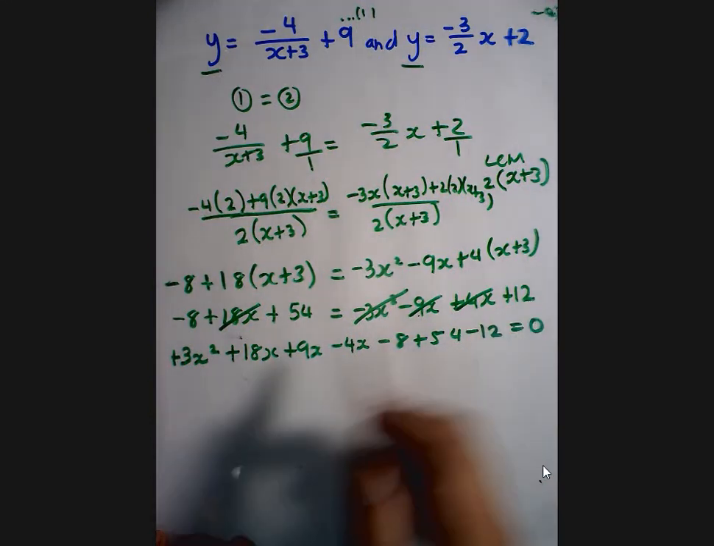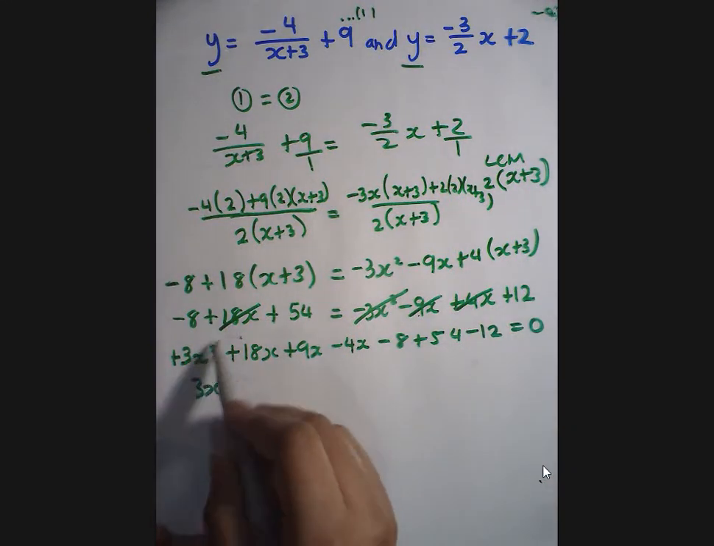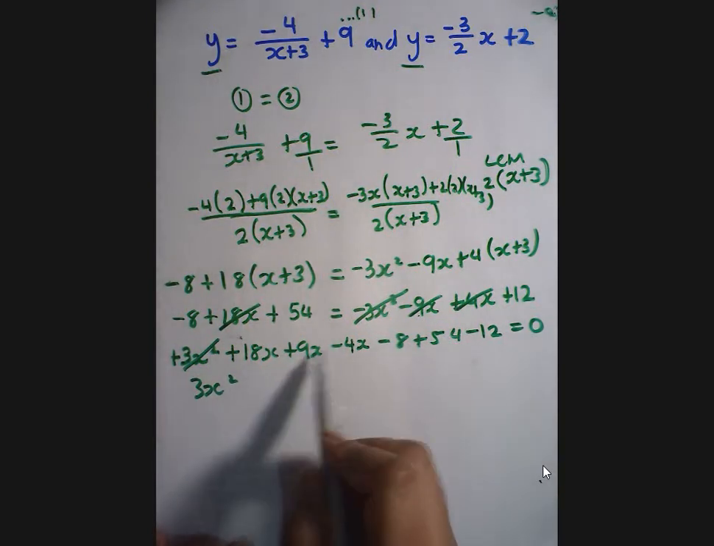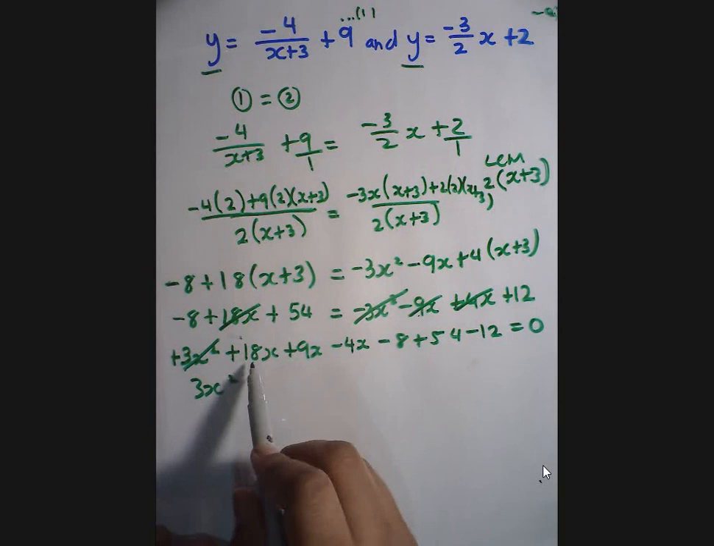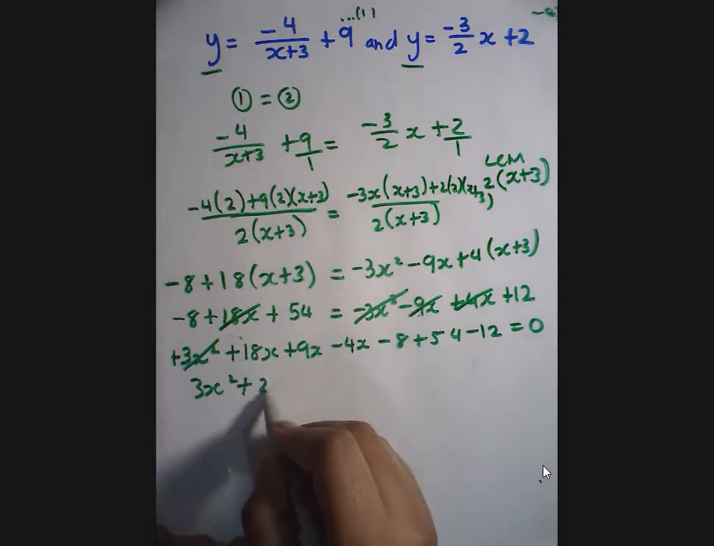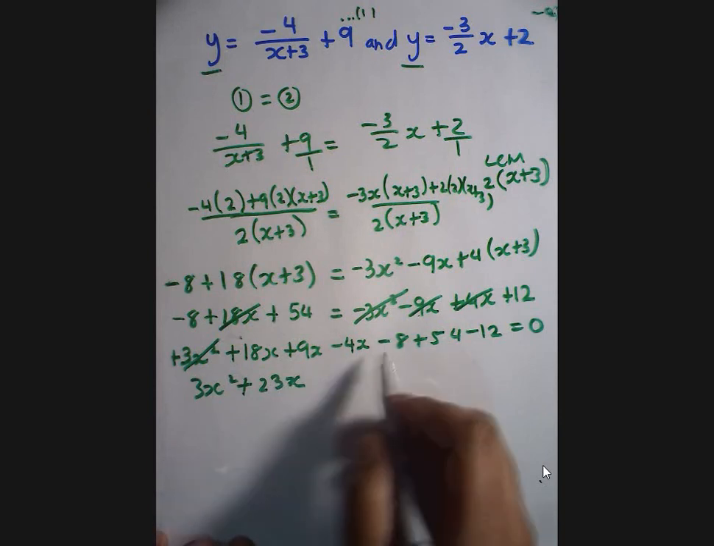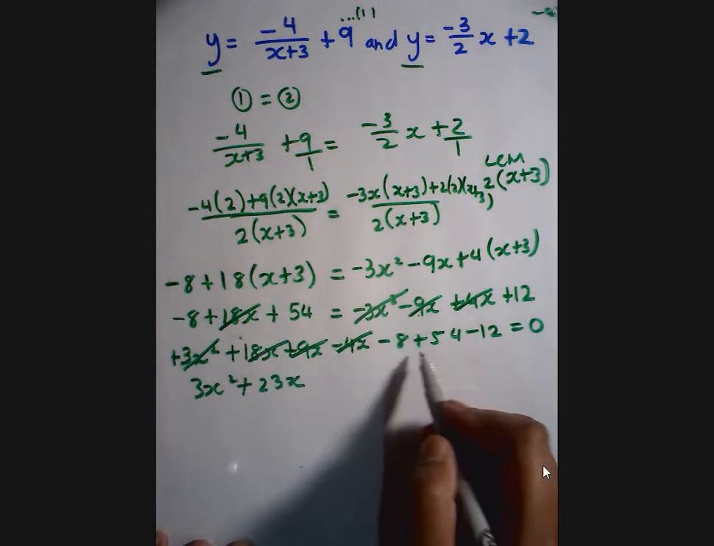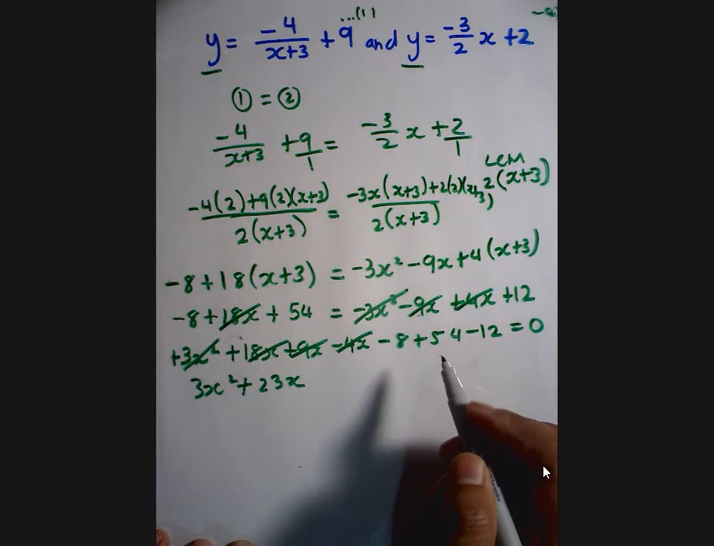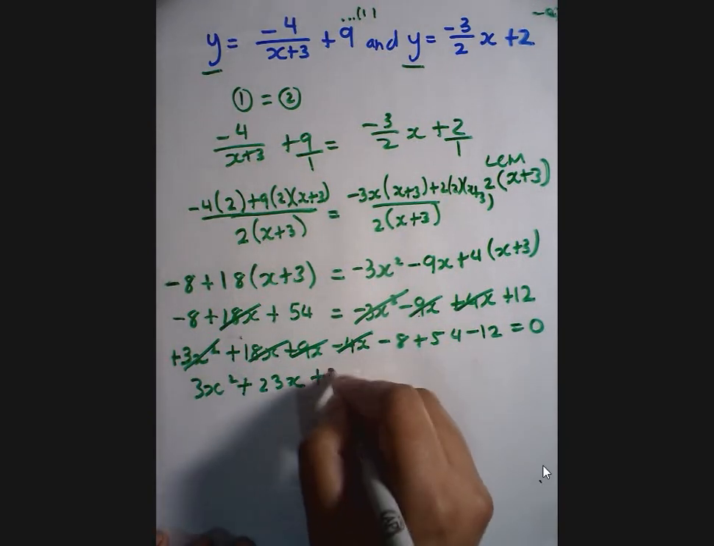So 3x squared, done. 18 plus 9 is 27. Or I can say 9 minus 4 is 5. 5 plus that is 23. And then those ones are done. This you type in your calculator. You are going to get 34 equal to 0.